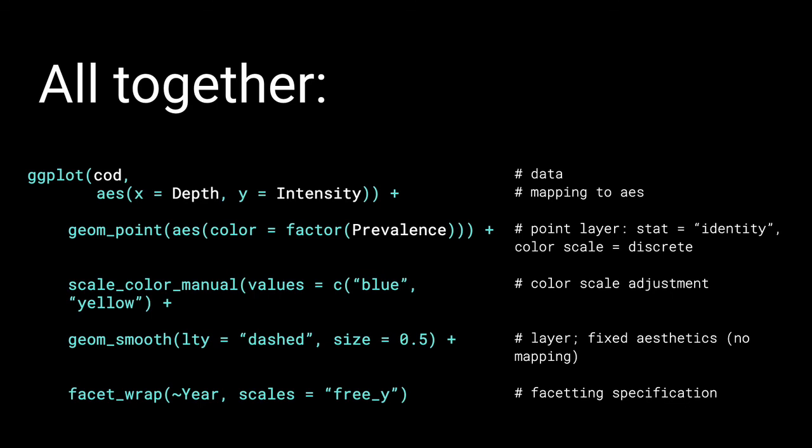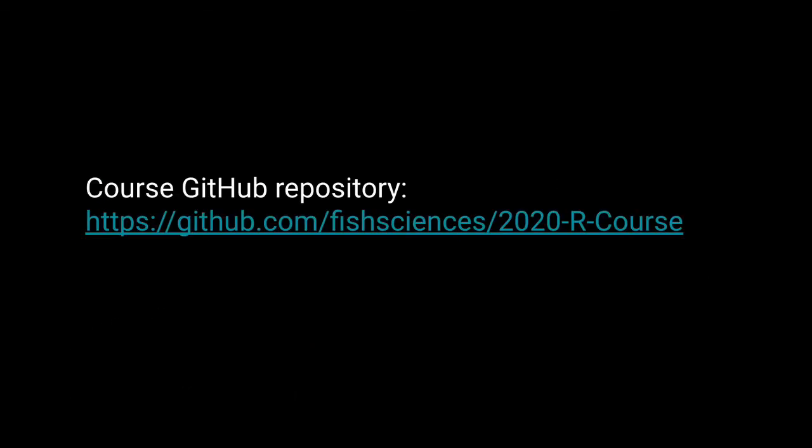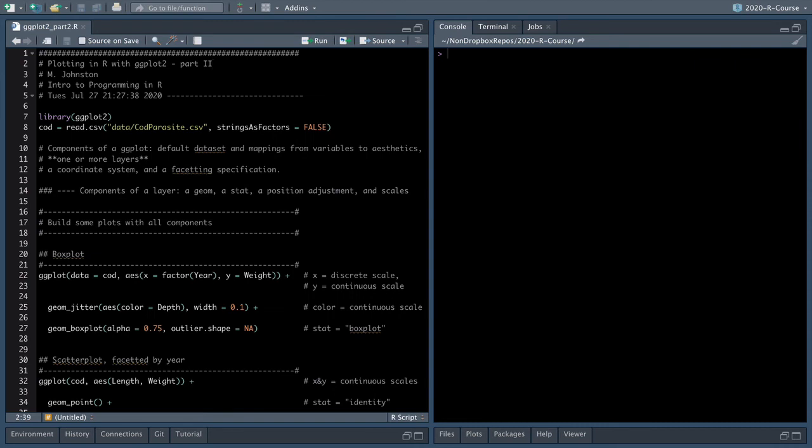All right, we're going to head over to R. This is the website for the course GitHub repository where you can find the script that we're about to go through in R. Okay, here is our part 2 script for Intro to ggplot2. We'll load up the ggplot2 package. We'll be using the same cod parasite data that we used in the first video.